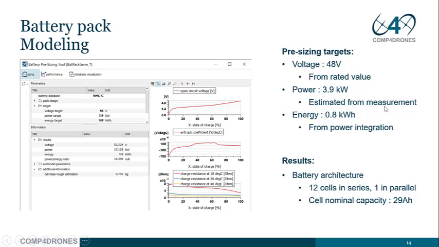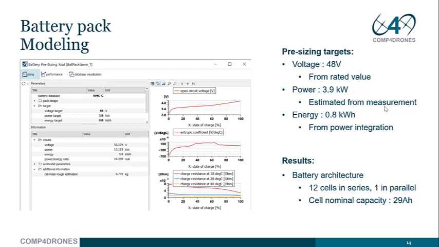For the battery pack modeling, we use a dedicated Amesim module for the battery pre-sizing, and we provided three targets, namely the voltage, 48 volts, which is the rated value, the power, and the energy, obtained with a previous simulation where the mission of the drone was simulated just with an ideal power source, so that we could estimate at the end of the mission the overall power and energy consumed by integrating the power.